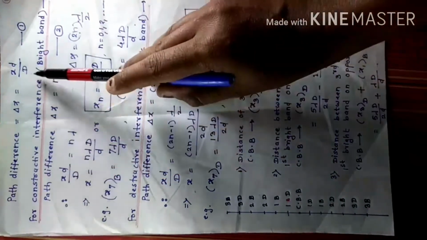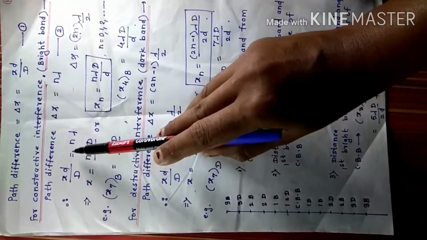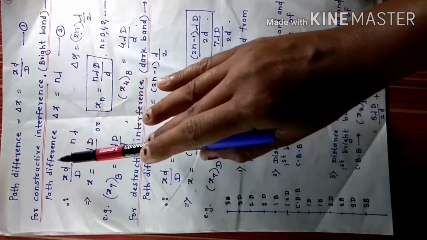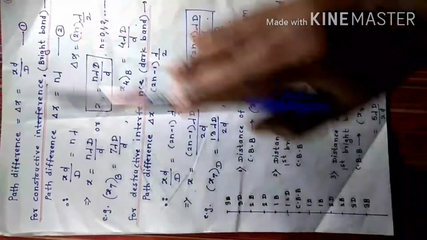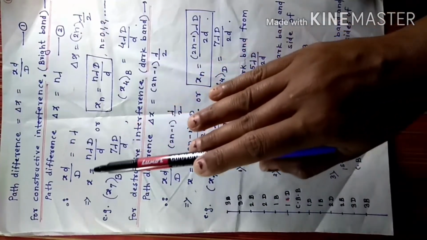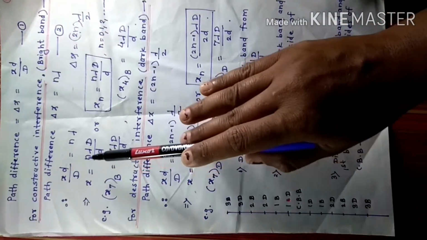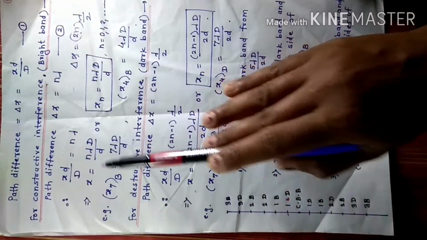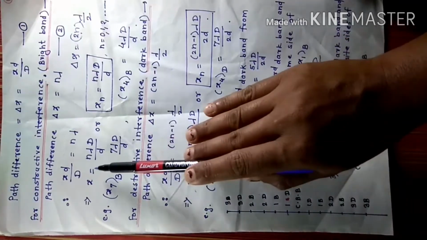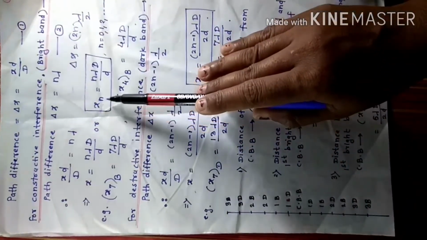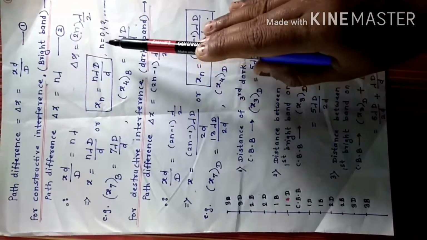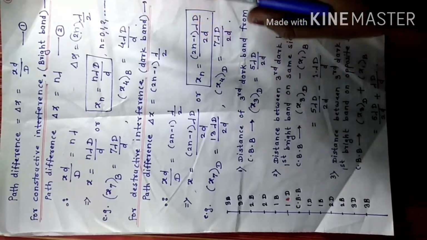Therefore, since for these two equations the left-hand sides are the same, we can equate their right-hand sides. So x small d upon capital D equals n lambda. Therefore x equals n lambda capital D upon small d. Here n is the fringe number or band number. So we can write the condition as xn equals n lambda capital D upon small d, where n takes the values 0, 1, 2 and so on.